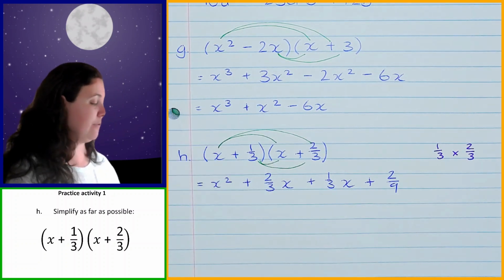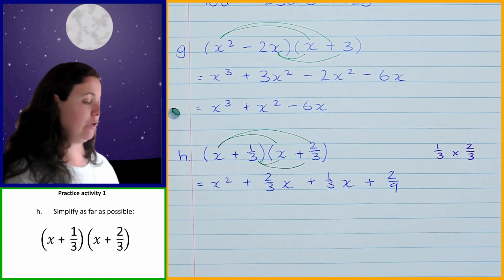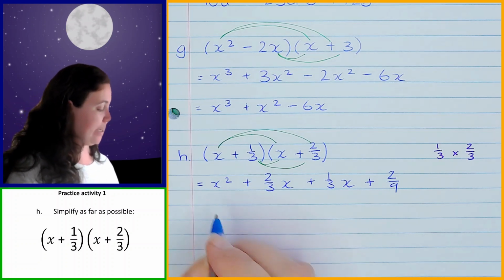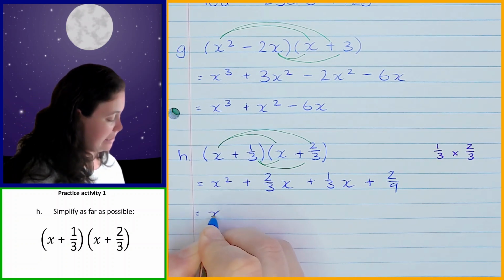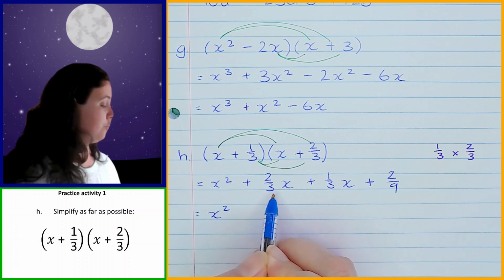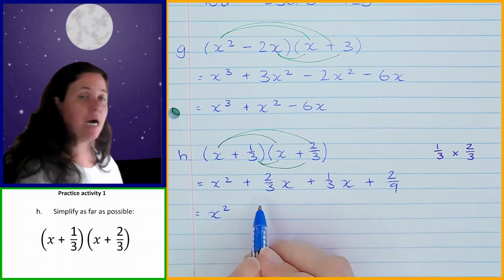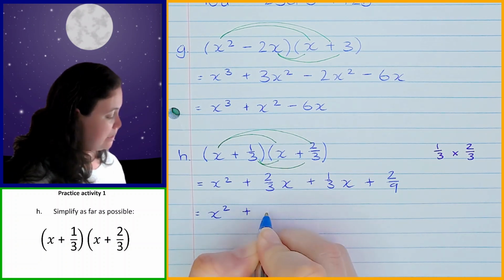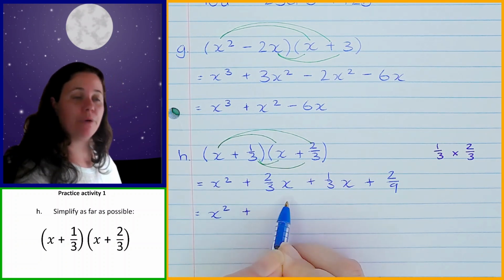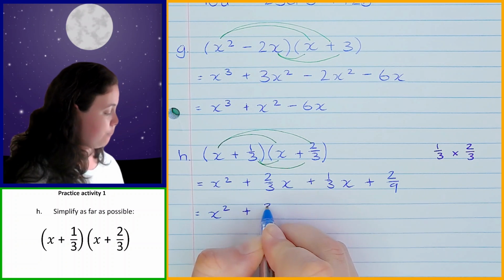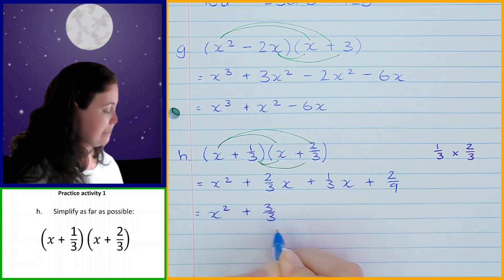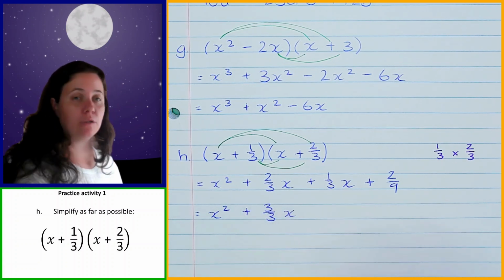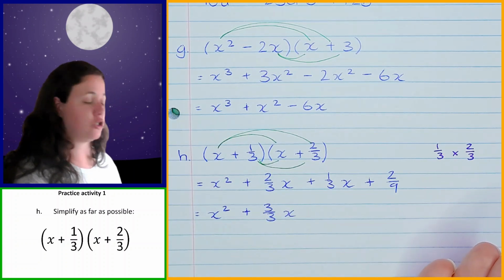Now we have to go and simplify by collecting and combining our like terms. So I've got x squared, which is going to stay as it is. Then 2/3 x plus 1/3 x. I'm adding 2/3 and 1/3. Then they have the same denominator already. So it's 2 plus 1 is 3 over 3. The denominator stays the same. And then the x still stays the same because I'm still just collecting like terms like normal.